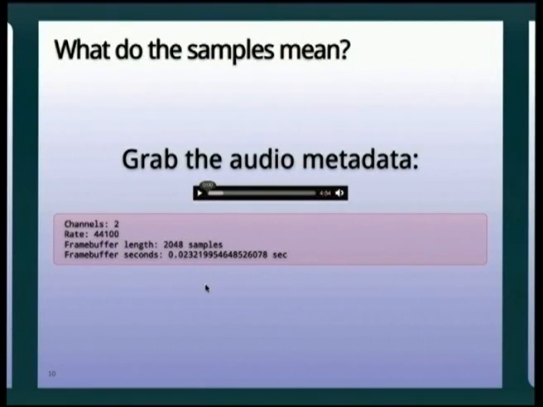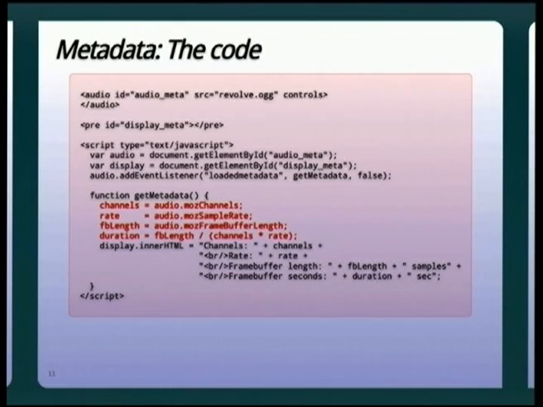Okay, so for the samples to be meaningful, you need this metadata, and there is also a function to read this metadata out of the audio. Mozilla has added some extra properties on the audio element. They're called mozChannels, mozSampleRate, and mozFrameBufferLength. These will give you everything you need in order to interpret your samples. You can, for example, as I did, calculate the duration in seconds by dividing the frame buffer length by the number of channels and the sampling rate. So we're pretty cool this far.